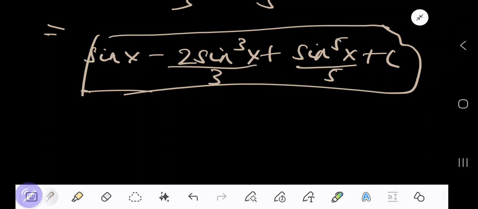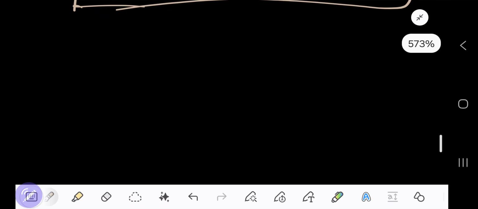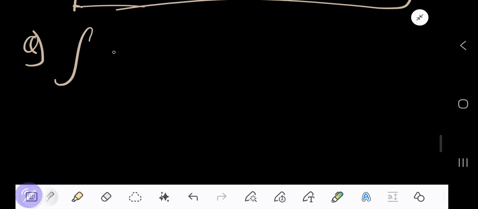Alright, now we'll be moving towards our last integration question for today. It will be an integration by partial fractions question. Integration by partial fractions is a crucial concept, especially for JEE and other examinations. This is a basic one, but it really helps in clearing your topic.